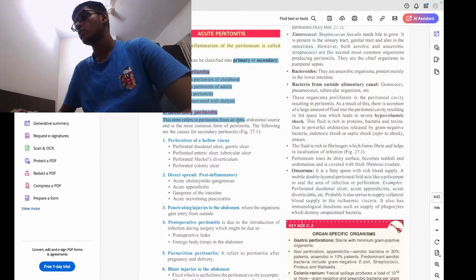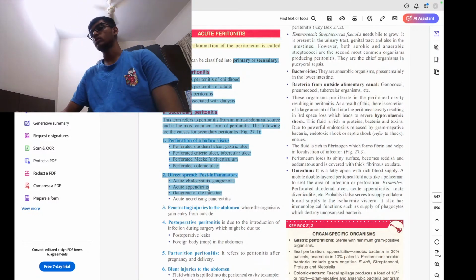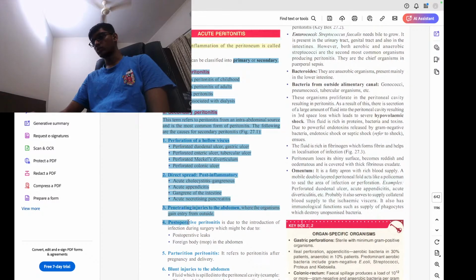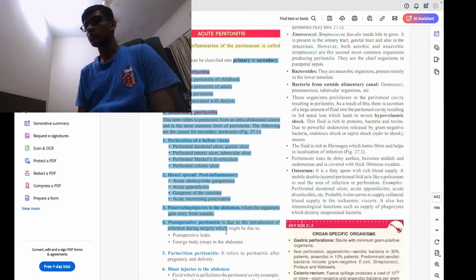Secondary is peritonitis from an intra-abdominal source, which is the most common form of peritonitis. You have perforation of a hollow viscus: perforated duodenal ulcer, gastric ulcer, enteric ulcer, tubercular ulcer, perforated Meckel's diverticulum, perforated colonic ulcer. Direct spread includes acute cholecystitis, gangrenous acute appendicitis, gangrene of the intestine, and acute necrotizing pancreatitis. Then penetrating injuries to the abdomen, where organisms gain entry from outside. Then postoperative peritonitis, due to introduction of infection during surgery, which may be due to postoperative leaks or a foreign body left in the abdomen.